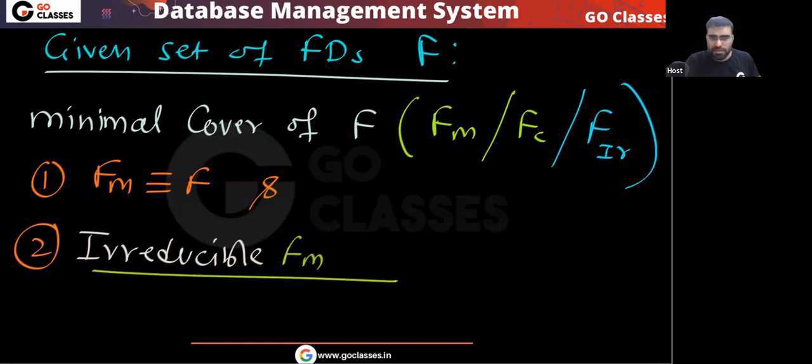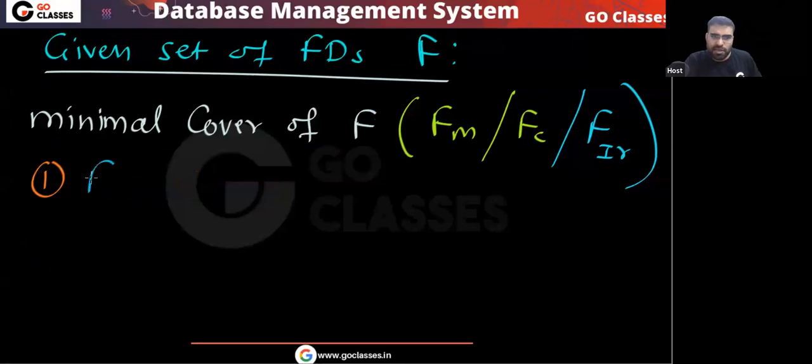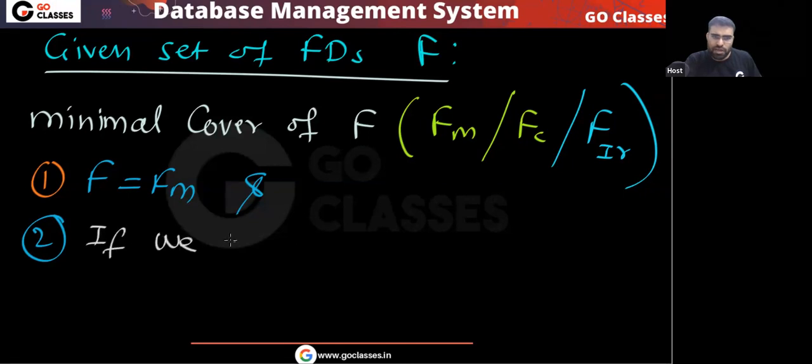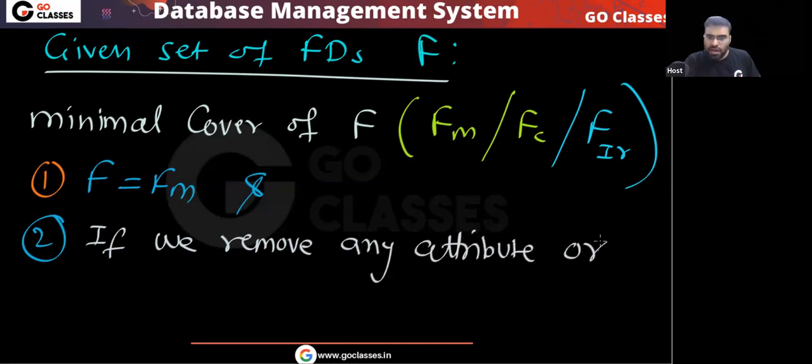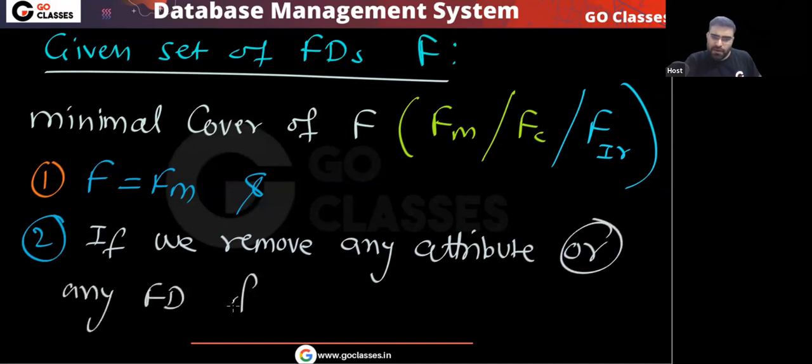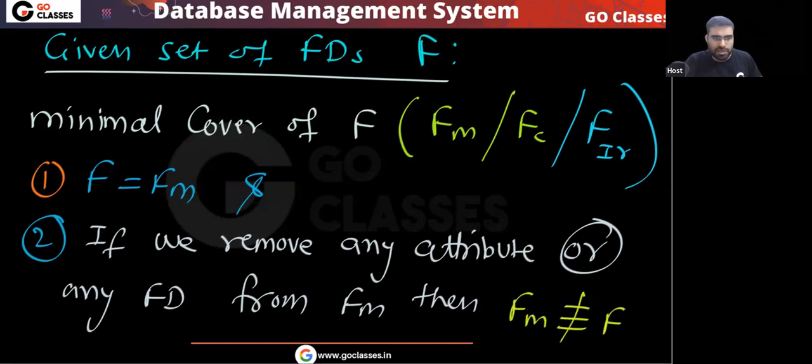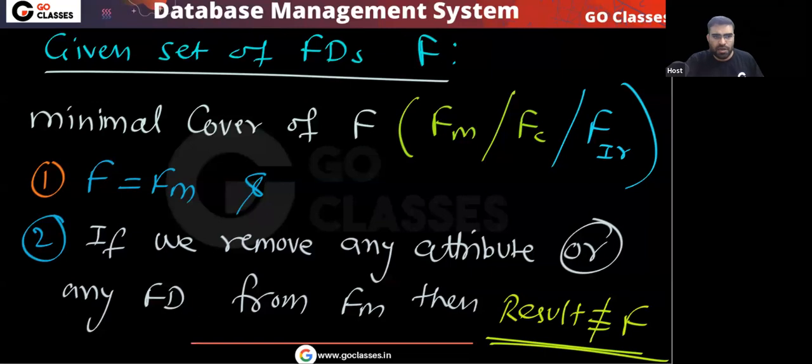Now what does irreducible mean? Remember the definition of minimal cover. The first property is that the minimal cover is equivalent to F. The second property is that if you remove any attribute or any FD from this minimal cover FM, then the result will not be equivalent to F. Is this clear? Very simple. Is this clear to everyone?